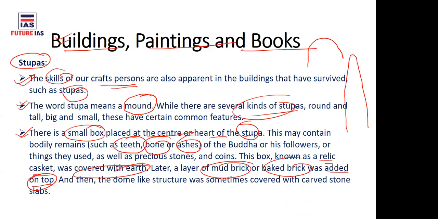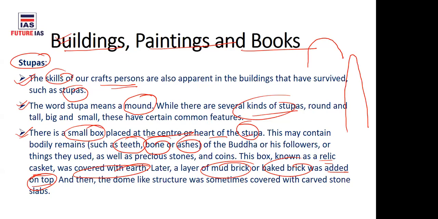Okay, let's understand the stupas. Stupas are basically also called mounds, and there were several kinds of stupas, which may be round, tall, or big, which may or may not have common features, but which may have special features also.